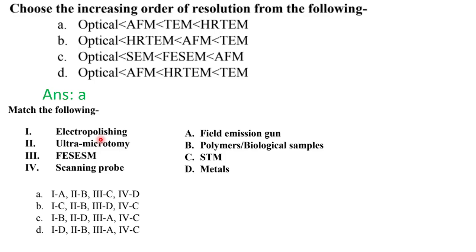Now match the following: electropolishing, ultramicrotomy, efficient and scanning probe. And the other column is field emission gun, polymers, biological sample, HRTM and metal. So electropolishing, ultramicrotomy, scanning probe. Okay. FSM is field emission gun. Yes, right. C3 is A, right? So between C and D, which one will be the right one?